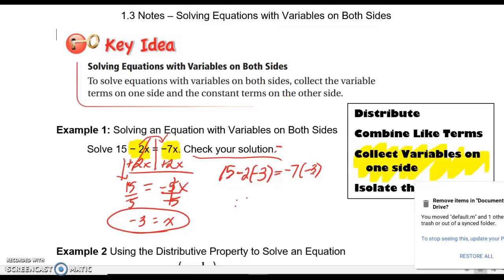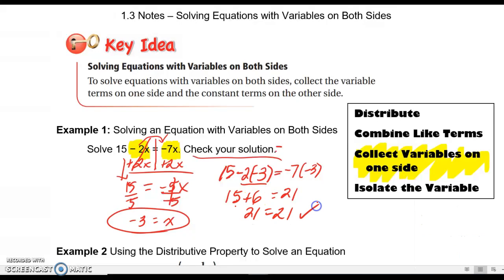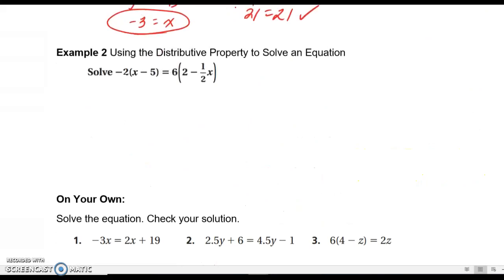We're going to solve using order of operations. So here a negative times a negative is a positive. So it's 15 plus 6. And over here, a negative times a negative is a positive 21. And then 15 plus 6 is 21. So 21 equals 21, and it checks. So that proves that our solution was correct. Okay, if you need to, please take some time to stop and look over this example before moving on.